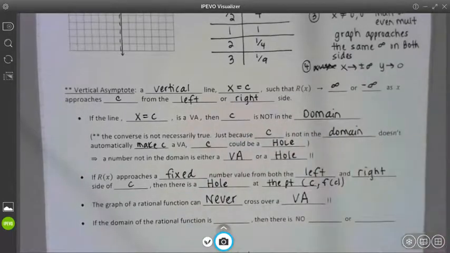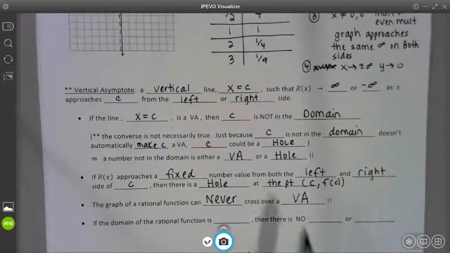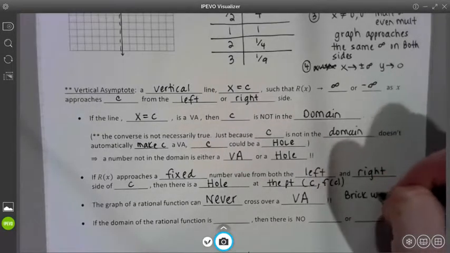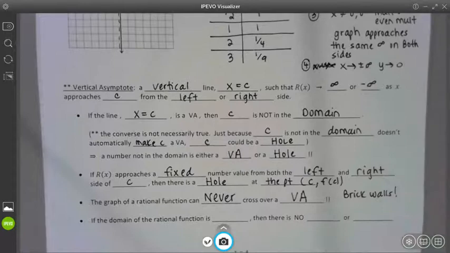A vertical asymptote is like a brick wall. The graph literally cannot exist at that x value, so it will never ever be a part of the graph. You are not allowed to cross over a VA. The only reason I stress that is because when we get to the horizontal asymptotes, you will be allowed to cross a horizontal asymptote, but you will never be allowed to cross a vertical asymptote, all right? They are like brick walls. You cannot cross over or pass through it.